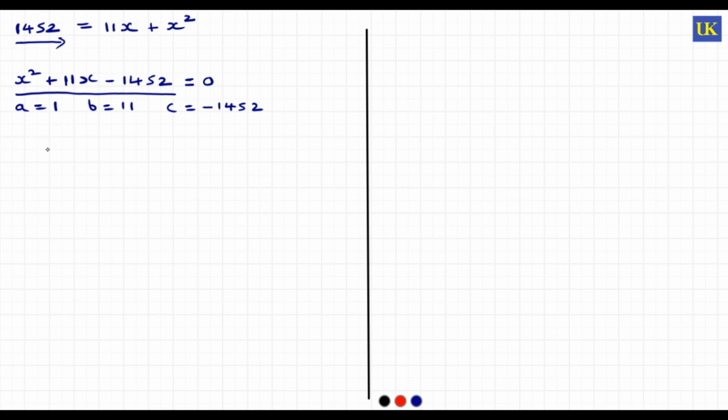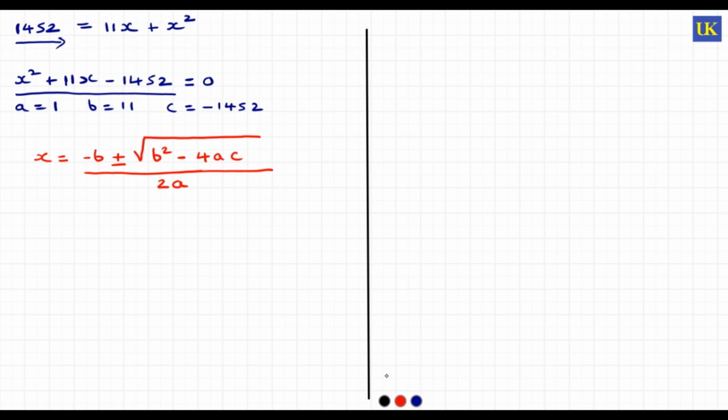So I will write the formula now. x is equal to minus b plus or minus the square root of b square minus 4ac, divided by 2 into a. So this is our formula, guys. Okay, so according to this formula we will input all the a, b, c values here and we will get the answer.